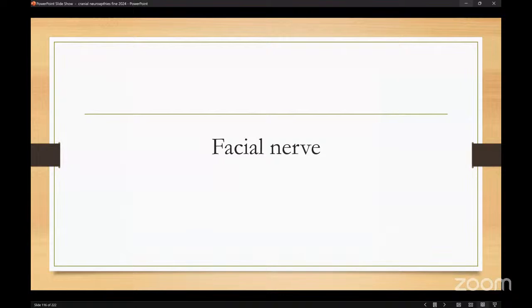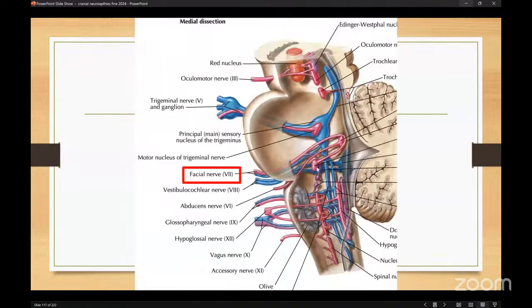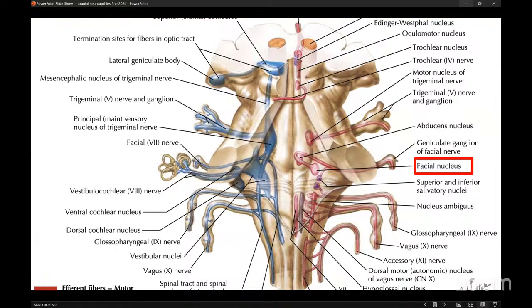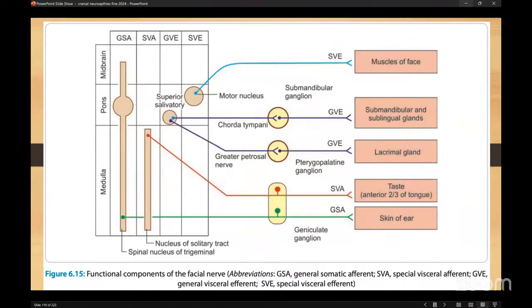Now we come to the facial nerve. The facial nerve has a facial nucleus, and the nerve turns around the sixth nerve nucleus, that is the facial colliculus, also called the internal genu of the facial nerve. There are four major nuclei of the seventh cranial nerve: the superior salivatory nucleus, the nucleus of tractus solitarius, the spinal nucleus of trigeminal nerve, and the motor nucleus. Most important is the special visceral efferent, that is branchial arches, supplying the muscles of face, that is the principal motor nucleus of the facial nerve.